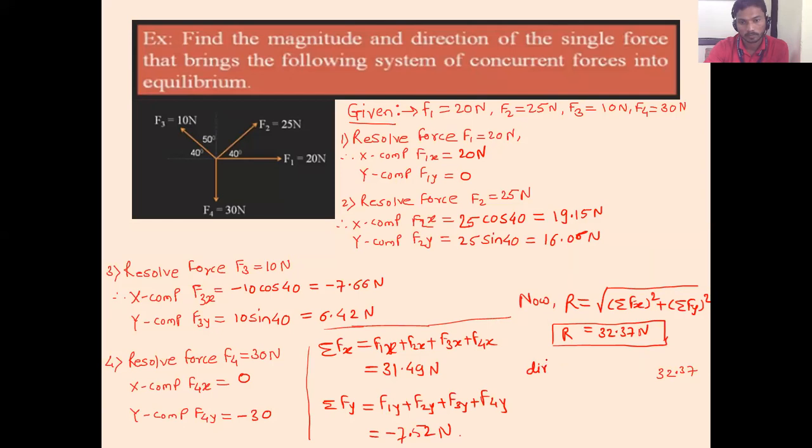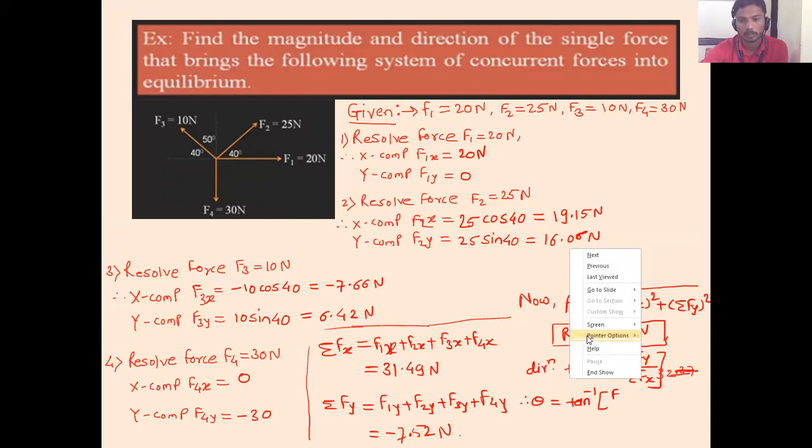Direction: tan inverse of summation fy divided by summation fx. We know tan theta is equal to summation fy upon summation fx. That we know. Okay. Therefore, theta is equal to tan inverse of summation fy divided by summation fx. We have to consider the sign as well here. So what is the sign of summation fx and summation fy?